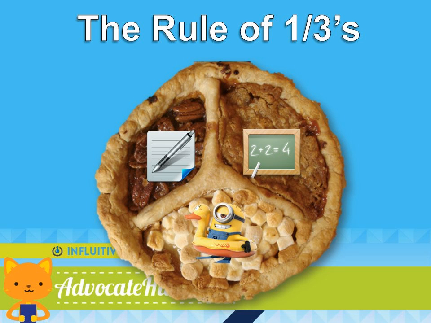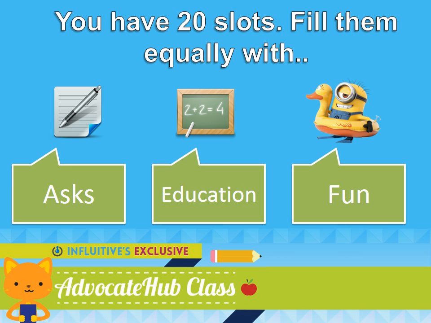You want to make sure that your hub has an equal amount of challenges in all of these sections. So what do these mean? This pie, you want to have enough challenges, enough asks, enough education, and enough fun. So imagine your advocate should have 20 or so challenges available at one time. You have 20 slots to fill.